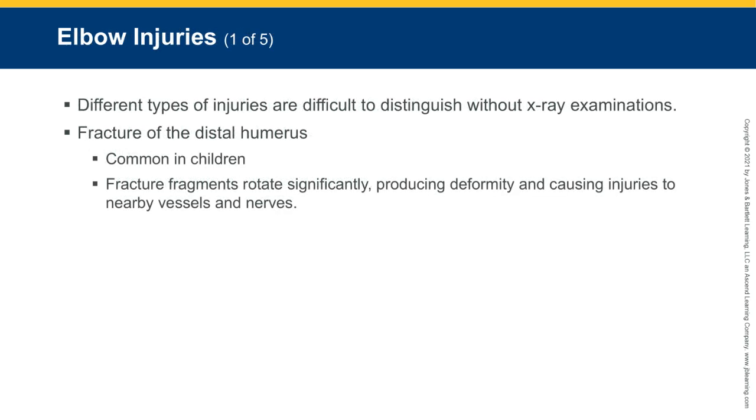Elbow injuries can be challenging to assess in the field, as fractures, dislocations, and ligament injuries may present similarly. A common type of elbow injury is a fracture of the distal humerus, which occurs frequently in children. These fractures can cause severe deformity and may also injure nearby blood vessels and nerves, requiring careful assessment and urgent medical attention.